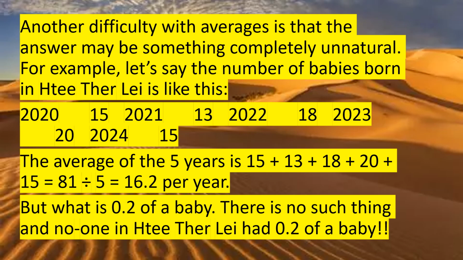So the average for the 5 years is 15 plus 13 plus 18 plus 20 plus 15, which equals 81. And we divide by 5 because we have 5 different years' numbers that we've added in. So 81 divided by 5 equals 16.2 per year. But what is 0.2 of a baby? There's no such thing. And no one in Titale has 0.2 of a baby.